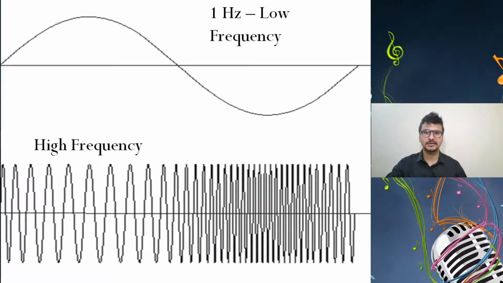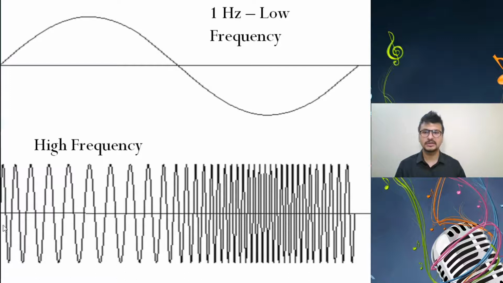Here you can see two graphs. The first one is 1 hertz, that is one single cycle, so that is low frequency. This chart gives you the comparative analysis: what is the difference between high frequency and low frequency? The above graph is of low frequency, and the graph below is of high frequency.